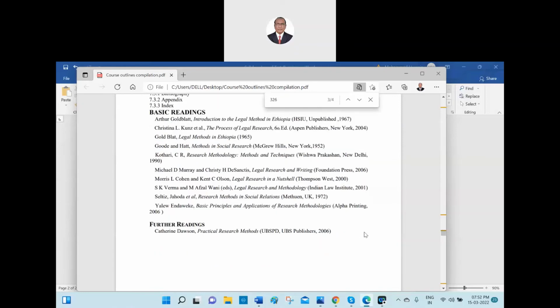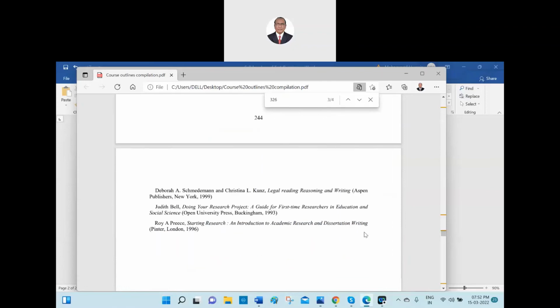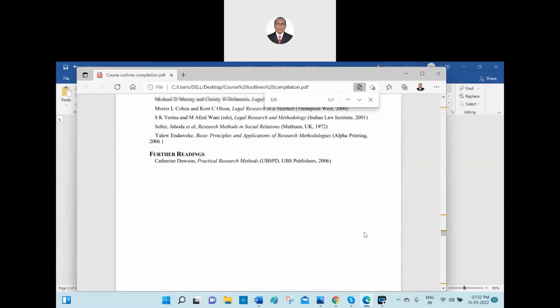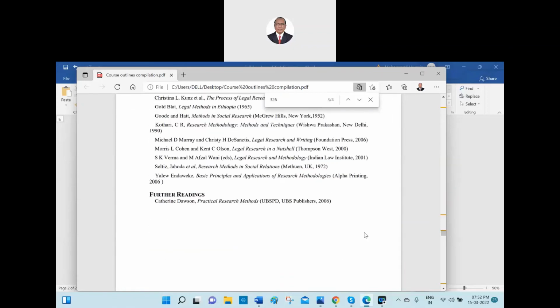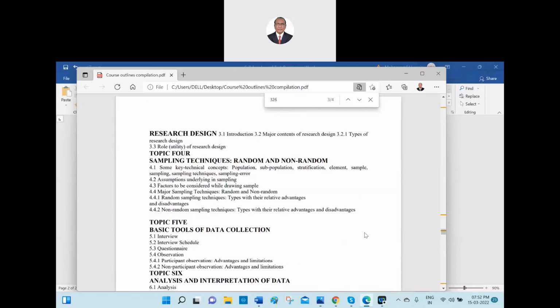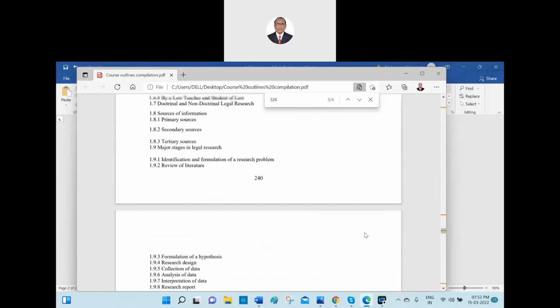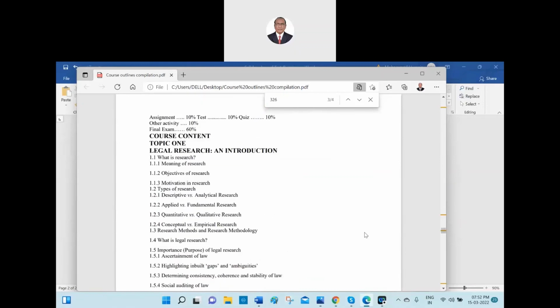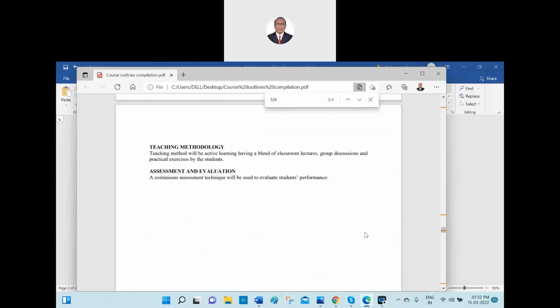Basic reading materials are there, further reading materials are there. How many pages are there? Sorry, last one we leave. This is one page. This is second page. This is third page. This is fourth page. This is fifth page. And this is sixth page.